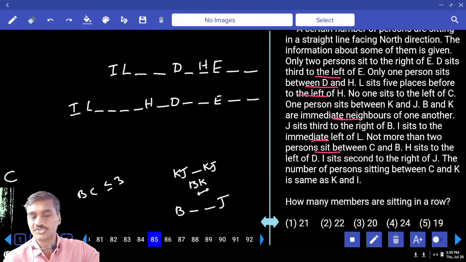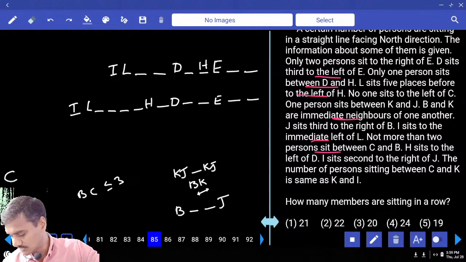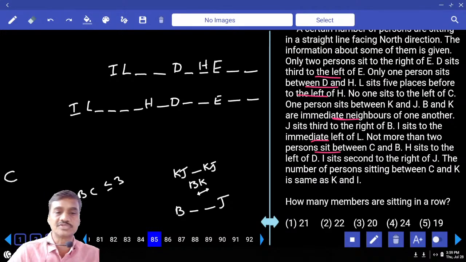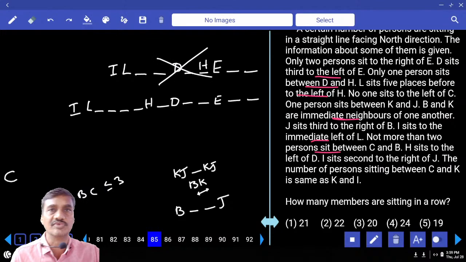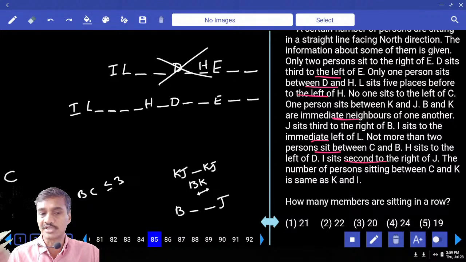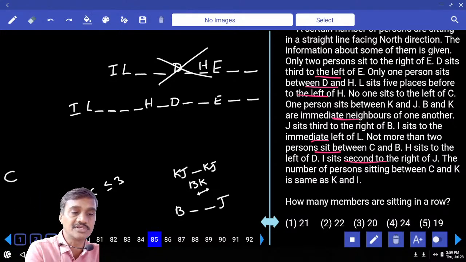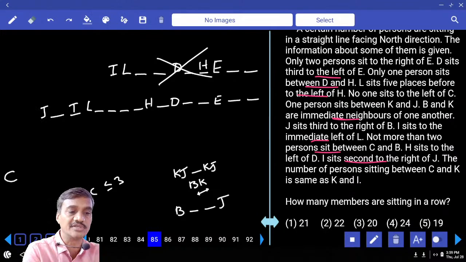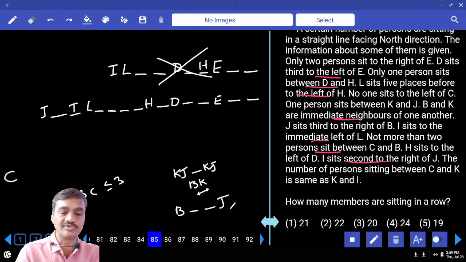And H sits to the left of D. H is to the left of D is given. As H is to the left of D is given, now in the first case H is to the right of D, this is invalid. Is that right? And so we are left with only the second case. And I sits second to the right of J. I is seated second to the right of J. J is here, I is here.